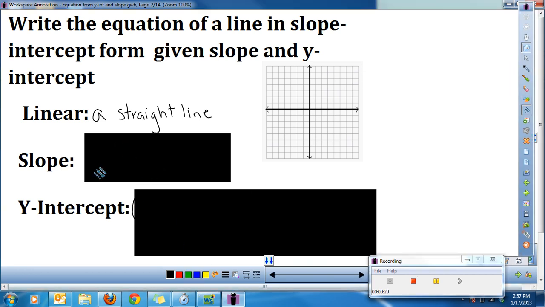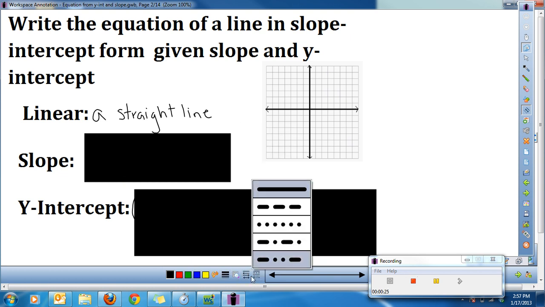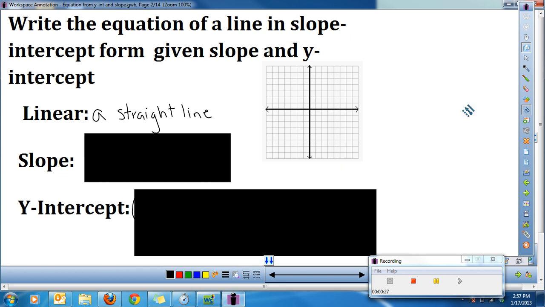A linear equation just means a straight line. So if I were to draw you a picture of that, I would just draw a straight line. Okay, that's a linear equation. It's a straight line. A line that goes straight up and down, that's a linear equation. A line that goes straight across, that's a linear equation because it's a straight line.